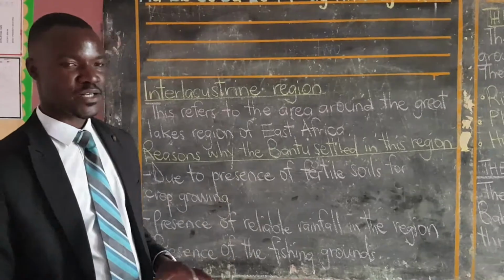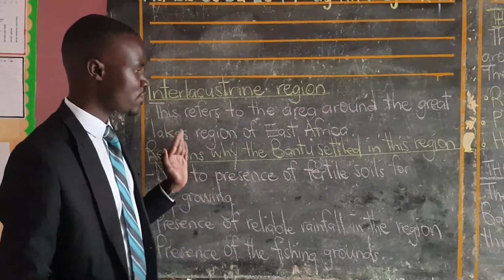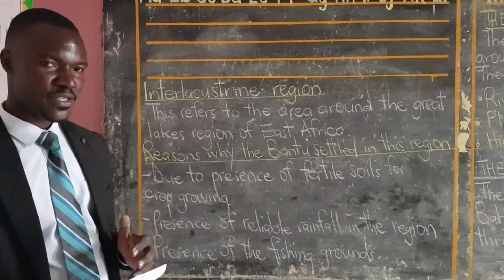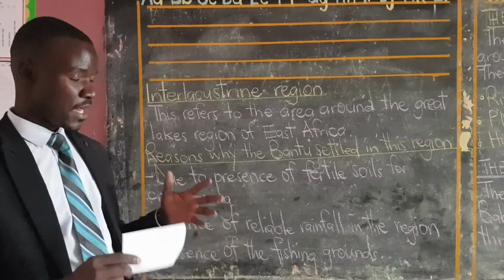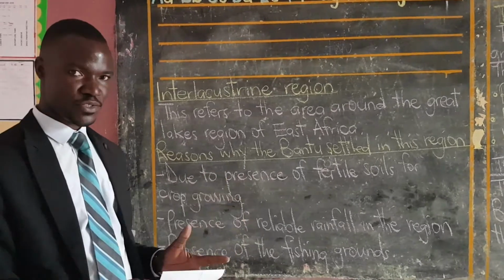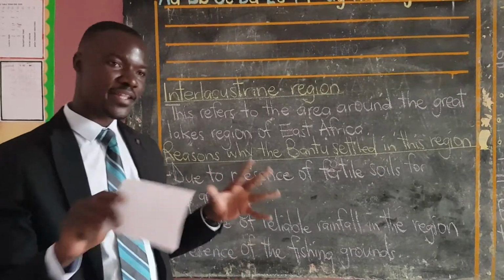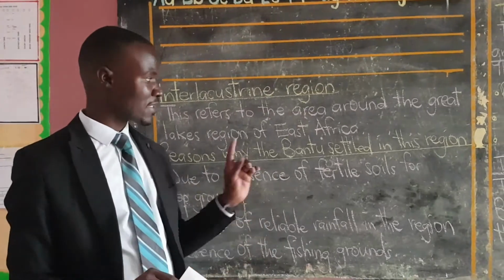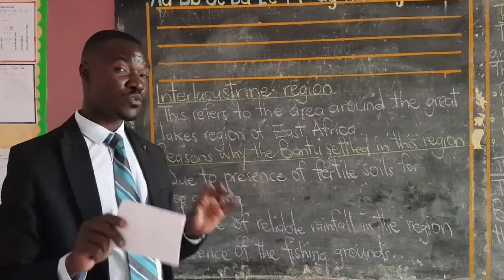What do we mean by the Inter-Lacustrine region? It is our lesson today. It is where we start from and we continue up to the end. I remember telling you that this is the region around the Great Lakes of East Africa. What do we mean by the Great Lakes? All the lake regions, all the area that is around lakes and rivers majorly, but here we talk about the lakes. That's where the Bantu settled.